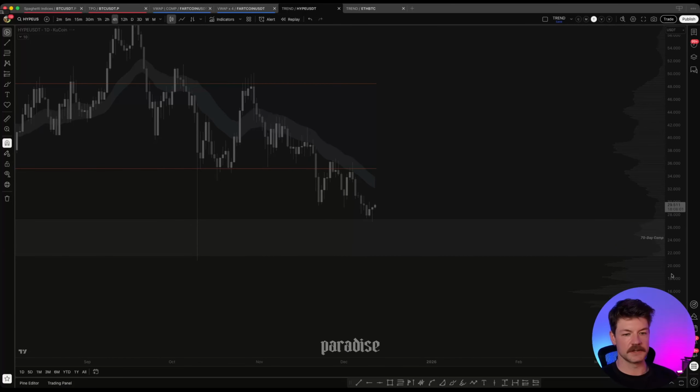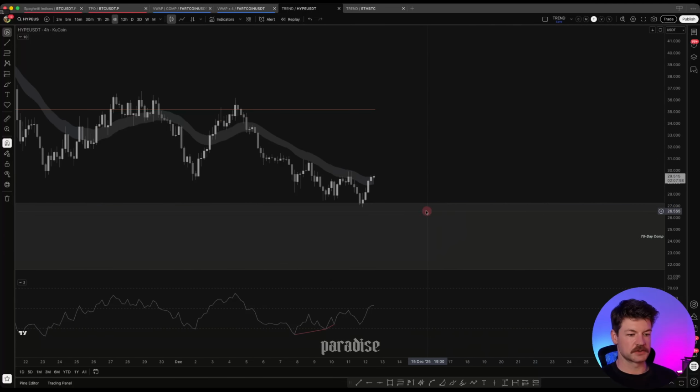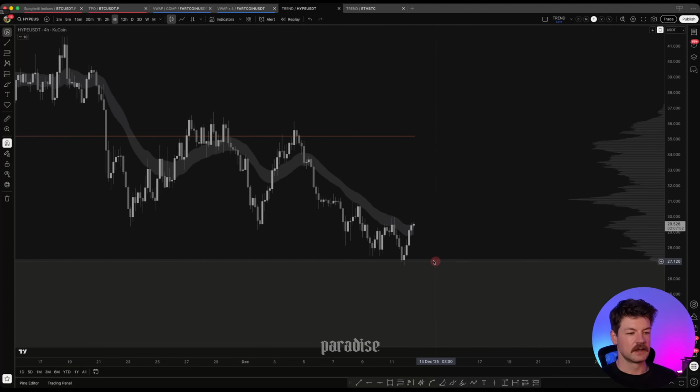What have we done? Had a very nice bounce. So this looks quite constructive to me. It's also like a 4-hour divergence down there. It's not technical, but, you know, you can see the momentum shifting. But we came down.